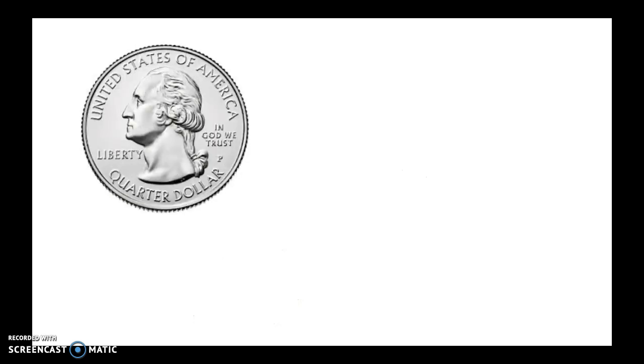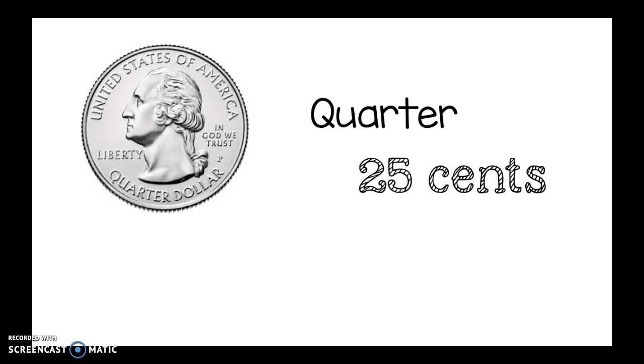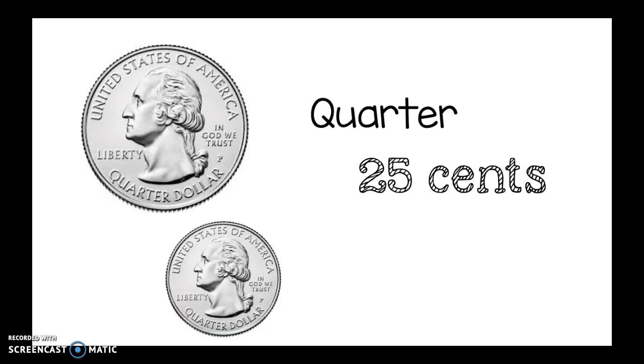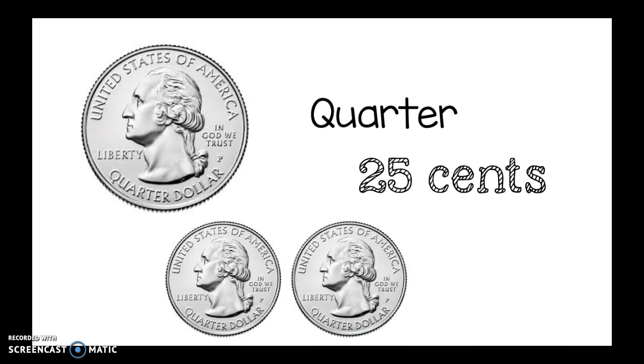All right, so let's check out another coin. This coin is called, it's a big one. You're right, it's called the quarter. Do you remember how much a quarter is worth? You're right, 25 cents. So if I wanted to count quarters, I would count them by how much? Yes, 25. So if I had 2 quarters, I would count them and say 25, 50, because 25 and 25 is 50. Great job.